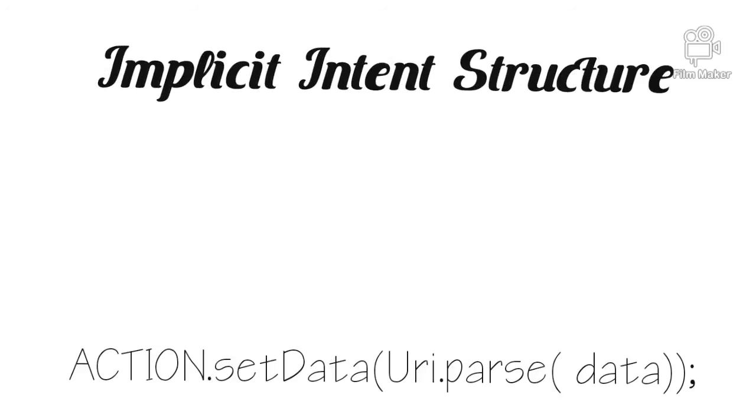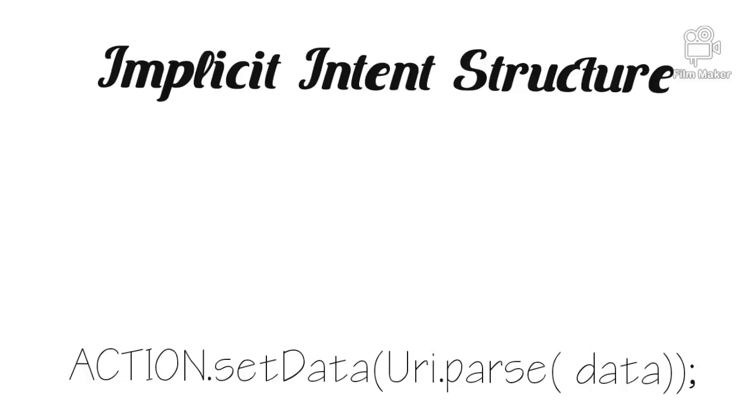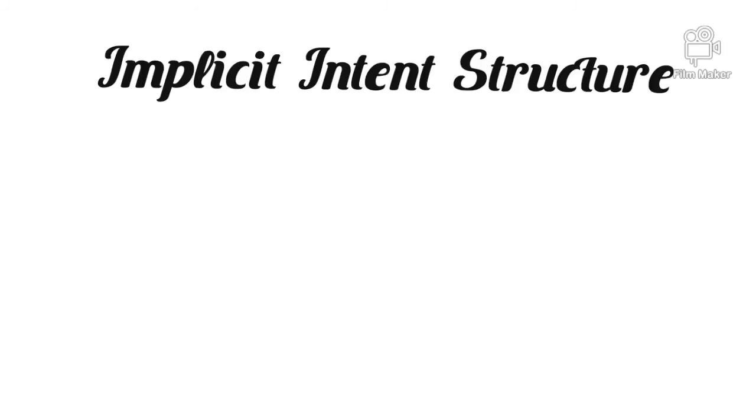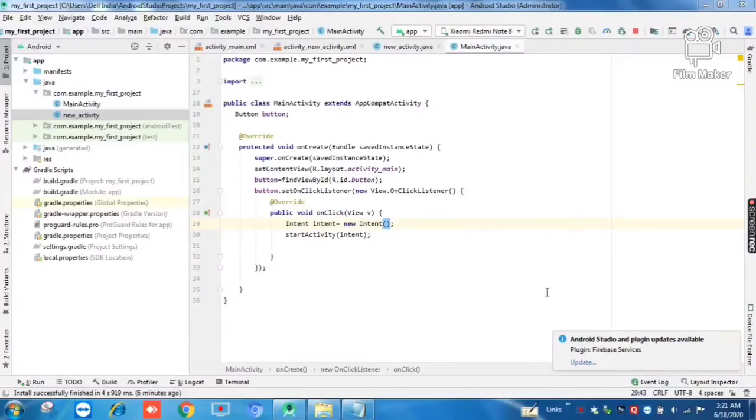Implicit intent structure basically consists of two pieces of information. First is the action, that is, a generic action to be performed, such as view an application or just edit it. And second is the data, the data to operate on, such as when we pass an intent to our browser, we pass a web link to open that in the form of a URI, where URI means Uniform Resource Identifier. In simple words, it is used to access another application. And the Uri.parse method creates a new URI object from a string passed. So let's now create it.